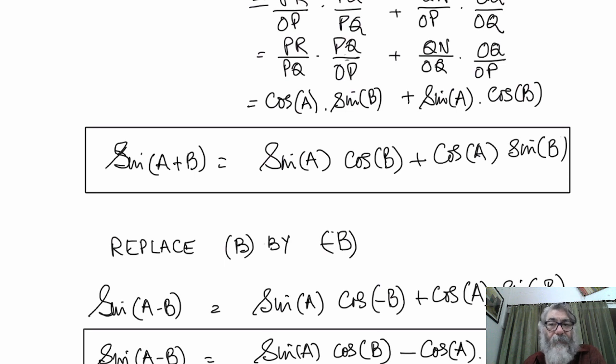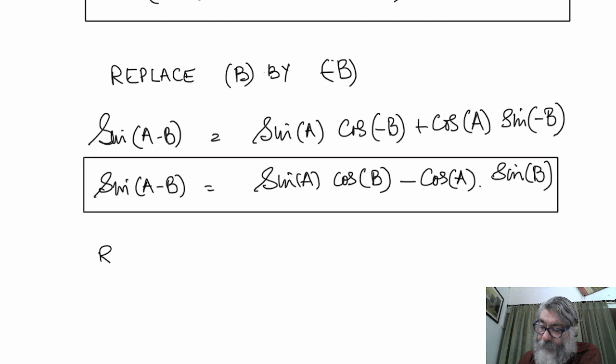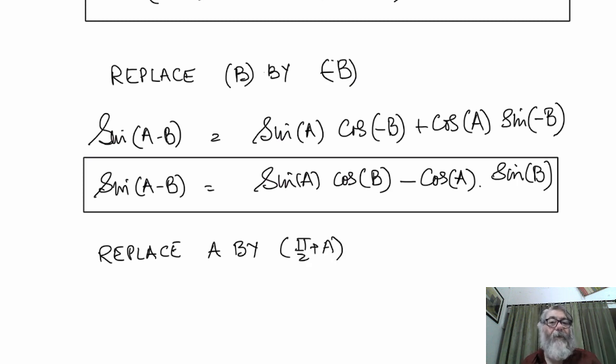Now let us see the next formula. Let us see cos A plus B and cos A minus B. For this we replace A by pi by 2 plus A in the formula.